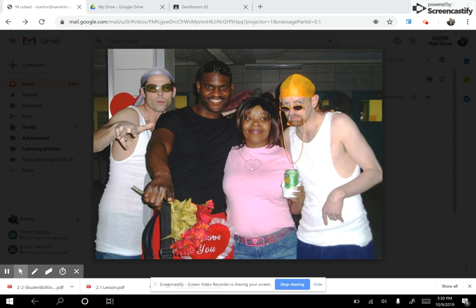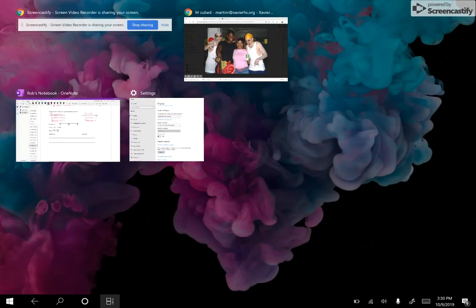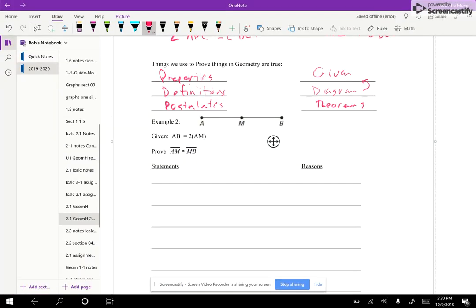So I'm recording to you live from my studio in the great city of the world, New York City. We got to come back to this problem right here. Okay, so we've got this segment AB, right? And we're given that AB equals 2 times AM, and we want to prove that AM is congruent to MB. Segment AM is congruent to segment MB.